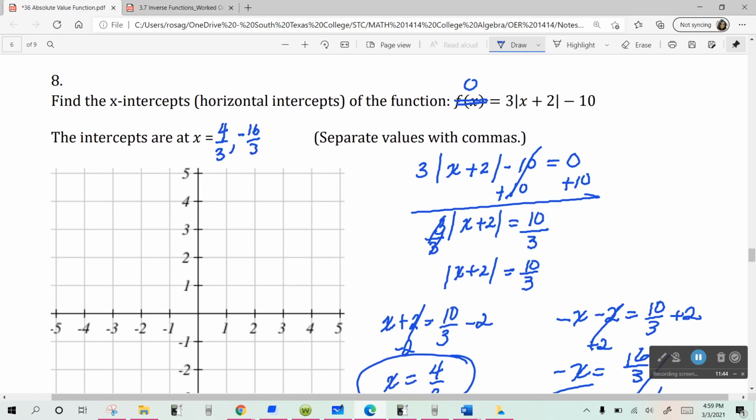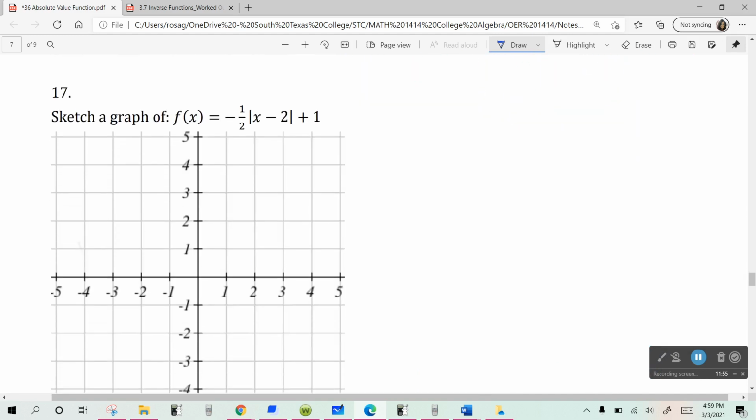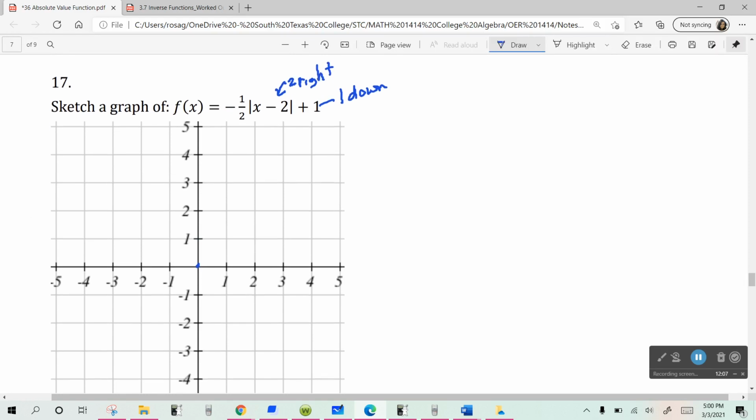And then to graph it, this moves 2 left, 10 down. Now you can see here it's impossible to do it in this graph, so that graph is not supposed to be there. Sketch this graph. Okay, this one down, 2 right. So it's supposed to start here. If it goes 1 down and 1 to the right, this is where my new point is. Now, because you have that shrink on the outside, you do have to plot some points, at least 1.